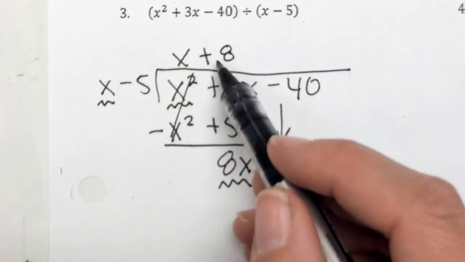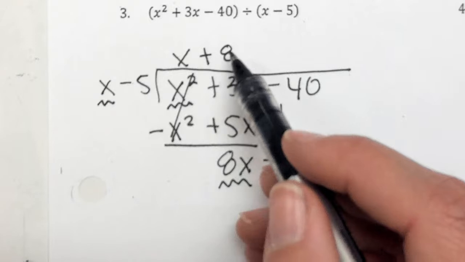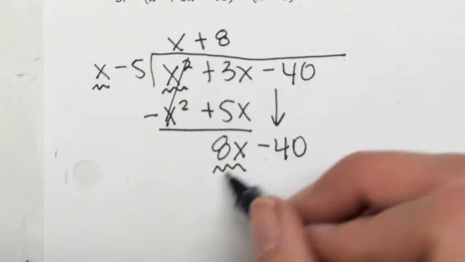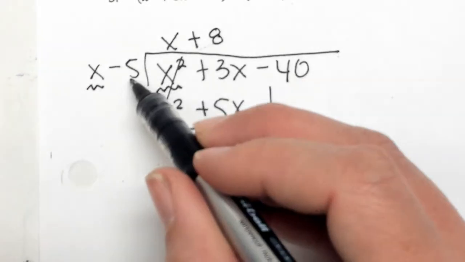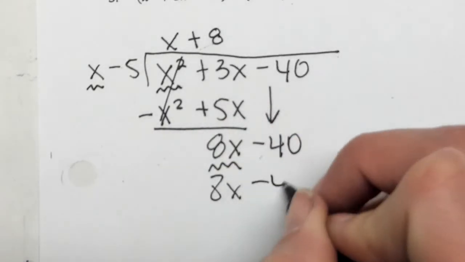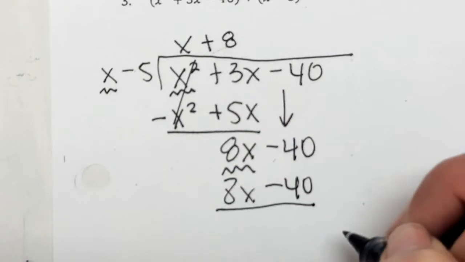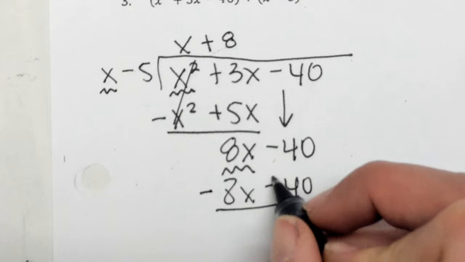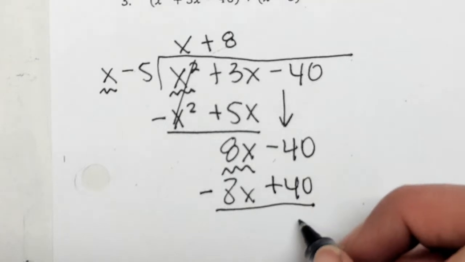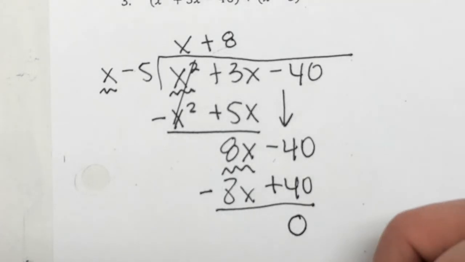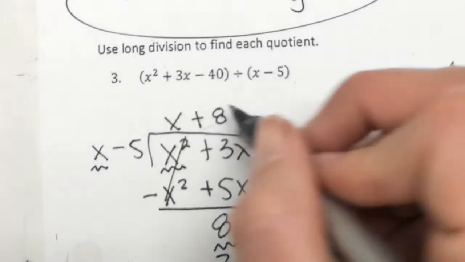And now we have to take this 8 and multiply it by both terms. So what's 8 times x? And 8 times negative 5. What do we do next? Change both signs. So what do we get? So do we have a remainder? Nope. So this is our answer.